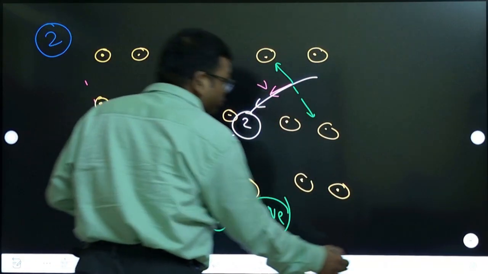Let us move to the next question. Question 3. A proton traveling with velocity v enters a region of magnetic field perpendicular to the original direction of the proton. Which of the following statements is true?